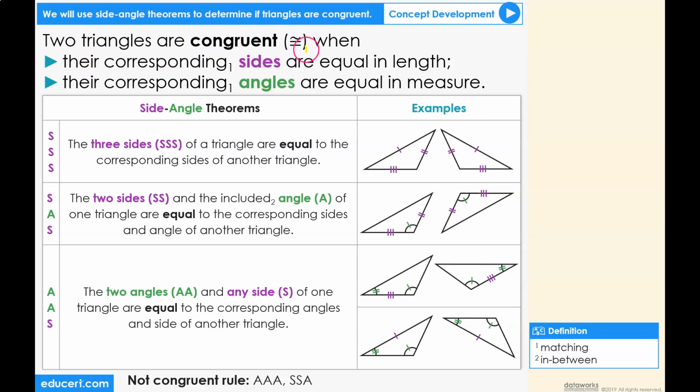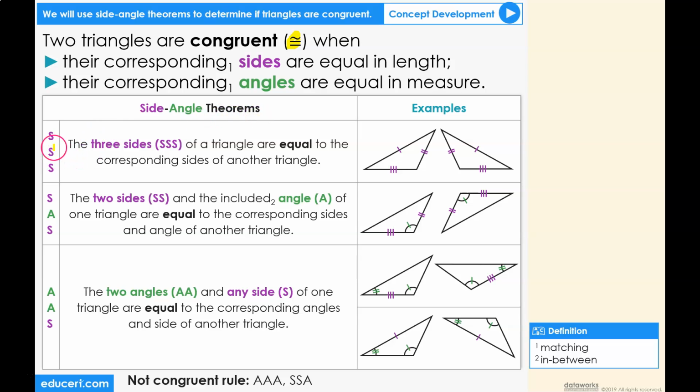Two triangles are congruent when their corresponding sides are equal in length and their corresponding angles are equal in measure. Corresponding means matching or the same. There are three major side angle theorems to determine if two triangles are congruent.